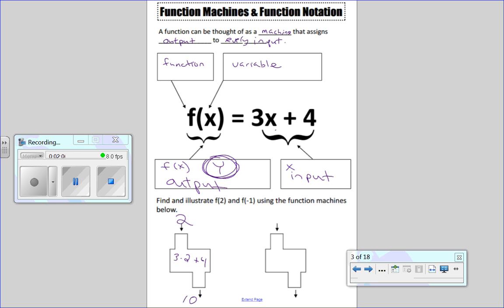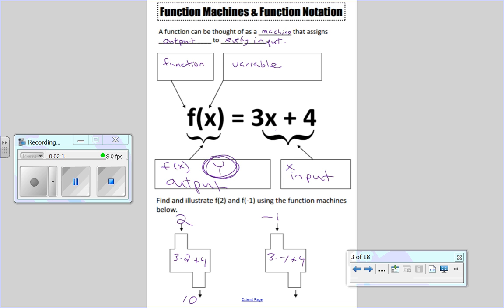Let's do the same thing with negative 1. We're going to find f of negative 1. So put a negative 1 in place of x. So the math will be 3 times negative 1 plus 4. What's that answer going to end up being? Sure. Or you could just write that f of 2 equals 10.